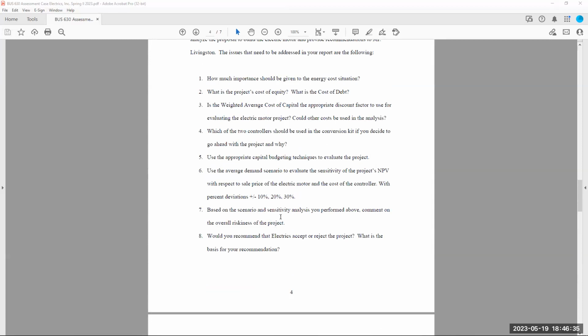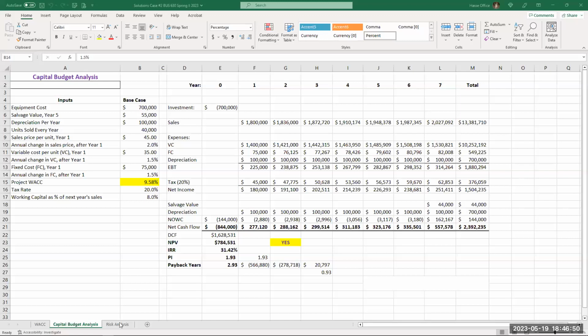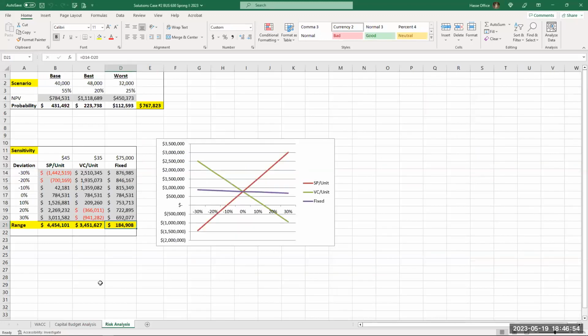Remember in case number 2, your sensitivity analysis was 30, 10, and 10, 30, 20, and 10 as well. So you can use that as your template in doing the electrics case.